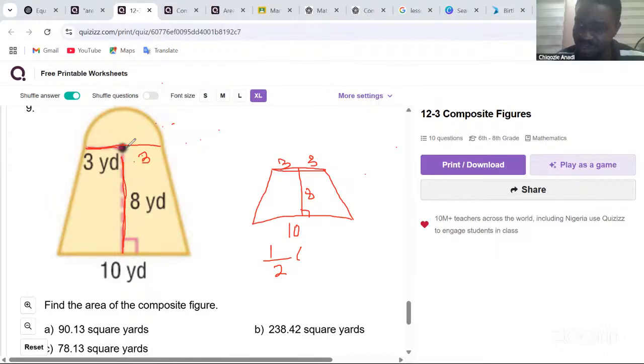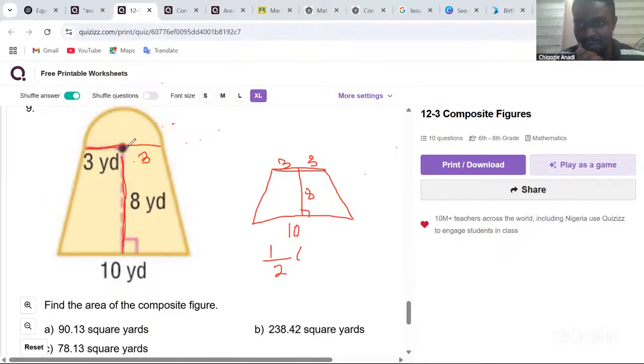Yes. Remember this formula says pi r squared. R squared means r times r, which is what? 3 times 3. So that will give us what? That would give us 22 times 3 times 3. That will give us 198 over 7. So we have 198 over 7 divided by 2.